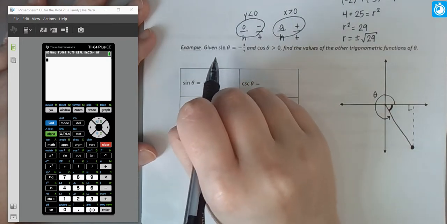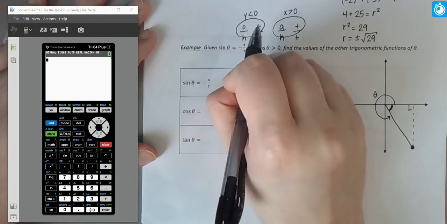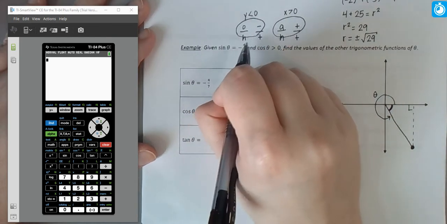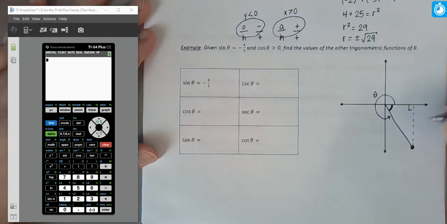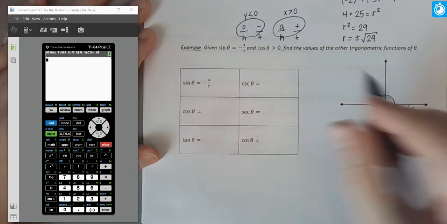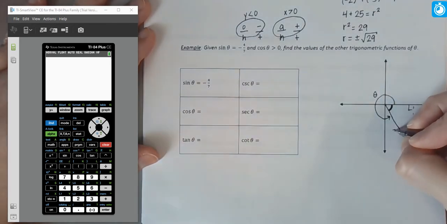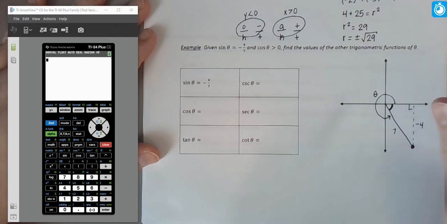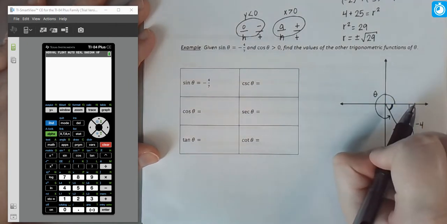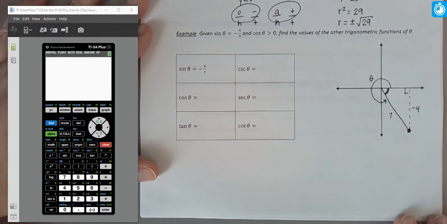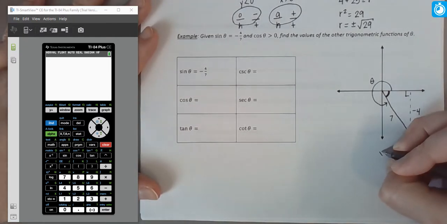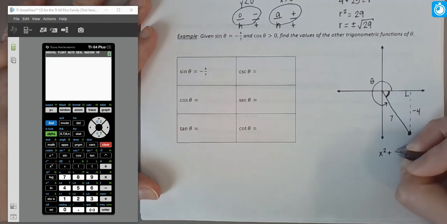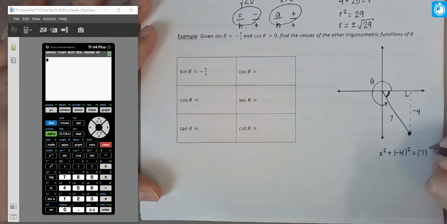So we know sine is going to be opposite over hypotenuse. Our opposite has to have the negative sign because we know the hypotenuse can't. So the opposite is going to have to be negative 4, and the hypotenuse is going to have to be positive 7. So this means we now have to determine the value of the adjacent side, otherwise known as our x-coordinate. So using our Pythagorean theorem, x is what we're solving for. So x squared plus y squared, which is negative 4 squared, is equal to 7 squared.